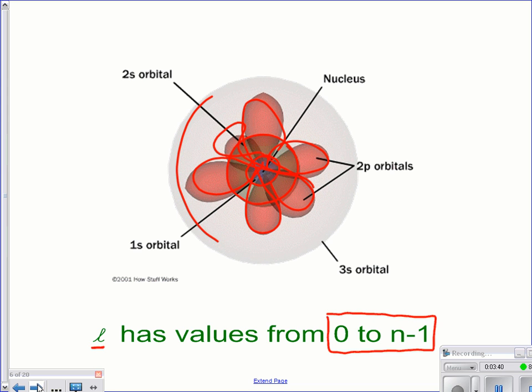Make sure you see that on there. Again, notice that this quantum number l, our second quantum number, is dependent on the value of our first quantum number, of what n equals. That's what we end up seeing there.